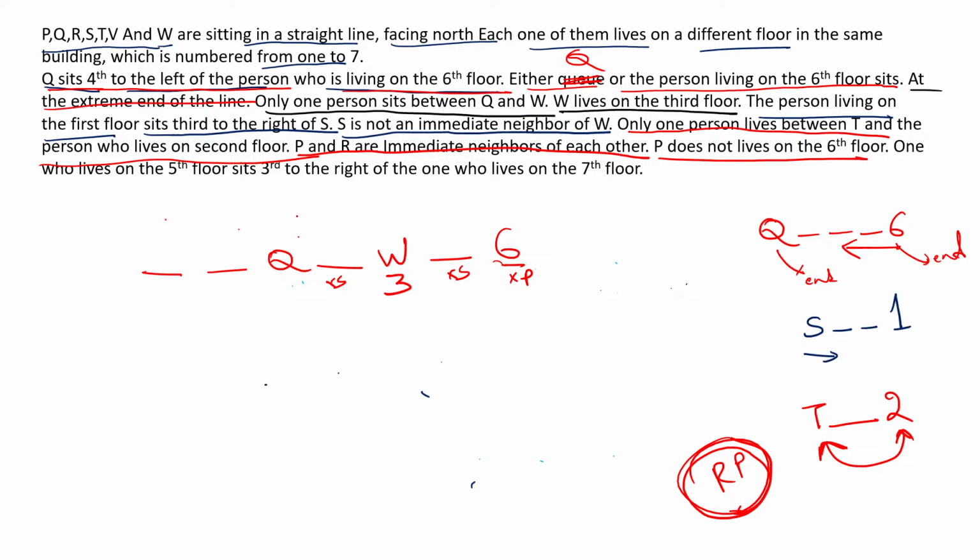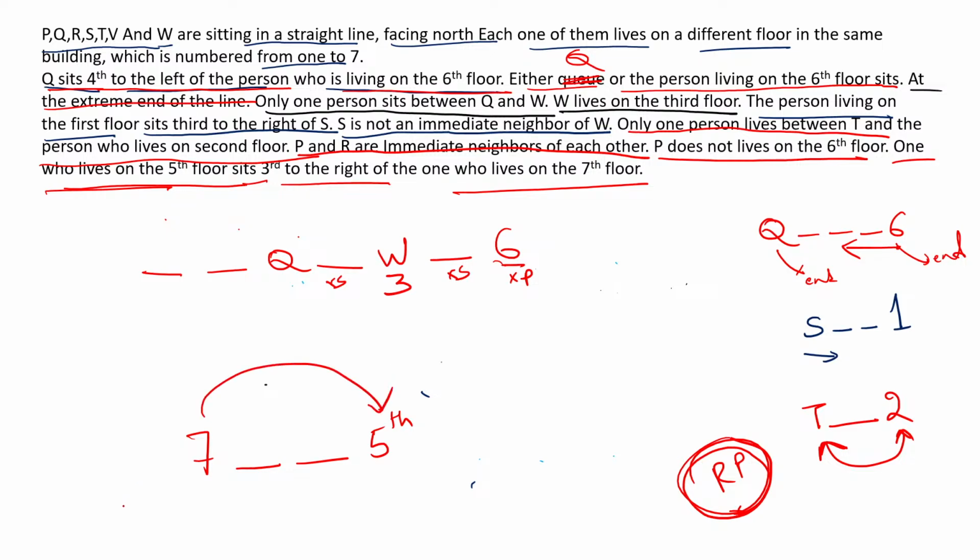Okay. Next, who lives on 5th floor? The one who lives on the 5th floor sits third to the right of the one who lives on the 7th floor. 1, 2. After 7, you have to get 5 from right side. The person who is living on 5th floor sits third to the right of the one who lives on the 7th floor. Okay, now see.